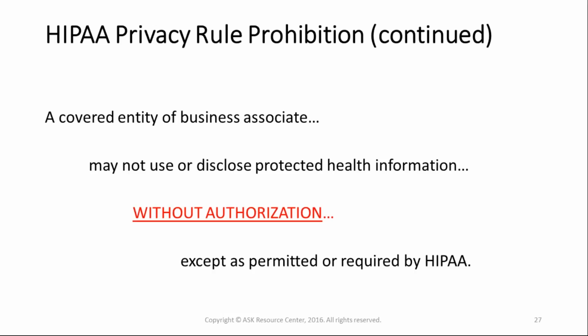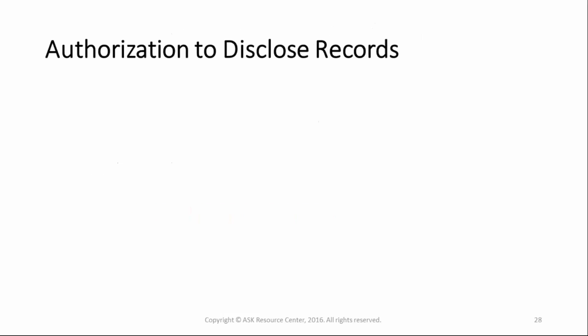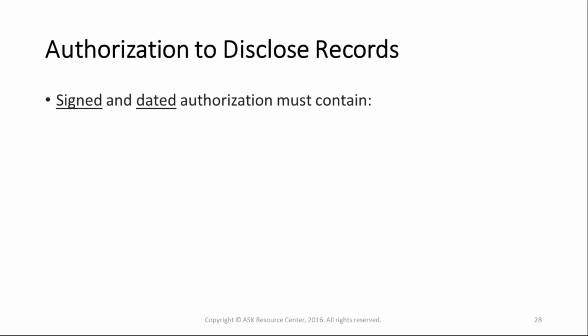Okay, the third one is without authorization. So we have a covered entity, or that should be business associate, may not use or disclose protected health information without authorization. So let's discuss what authorization to disclose records is. It has to be signed and dated.